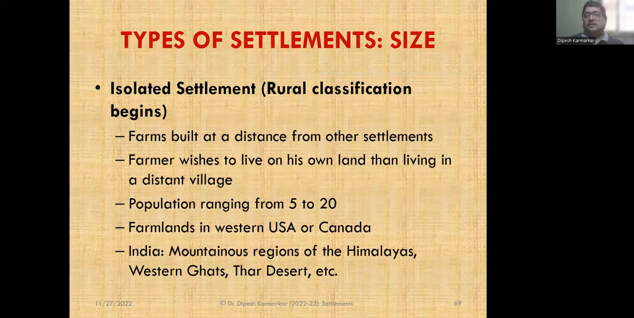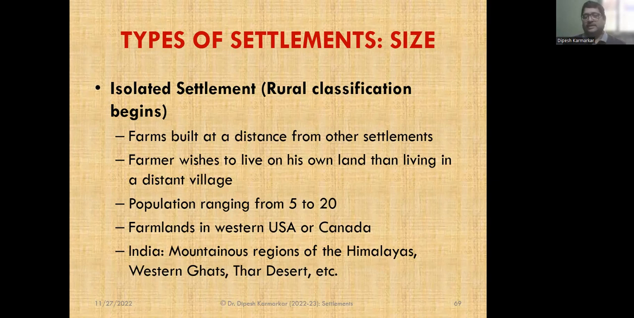Now, there are three initial classifications. The first three types of settlements based on size are associated with rural settlements, and the fourth one and all the classification types after that are associated with urban settlements. So as far as size is concerned, the first type of settlement that we'll be talking about is the isolated settlement.